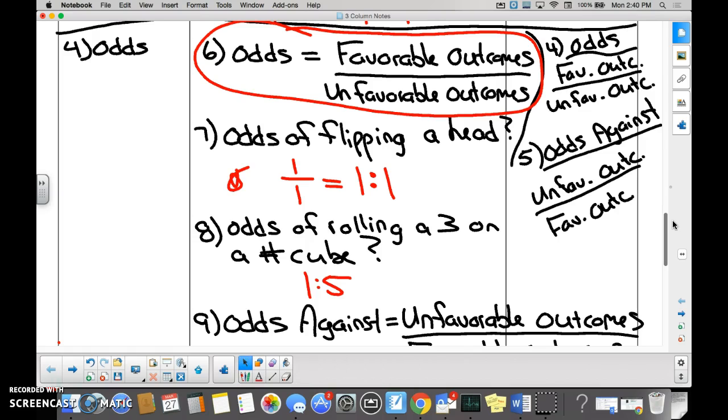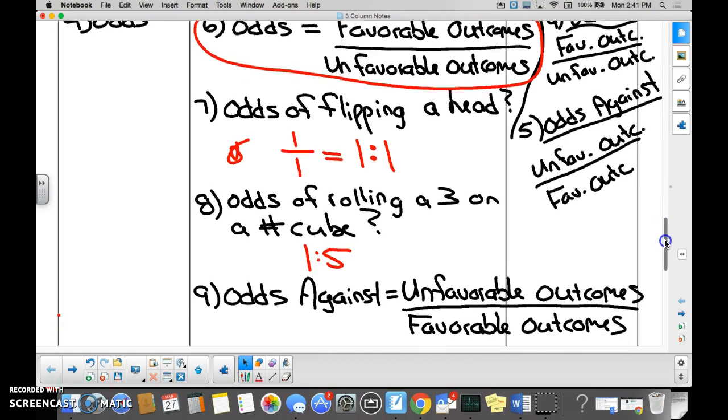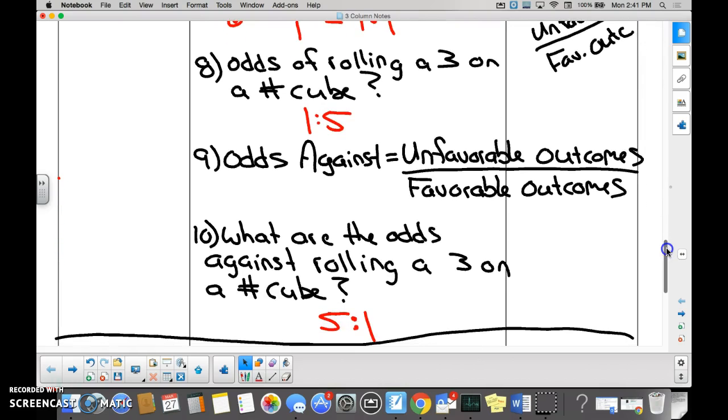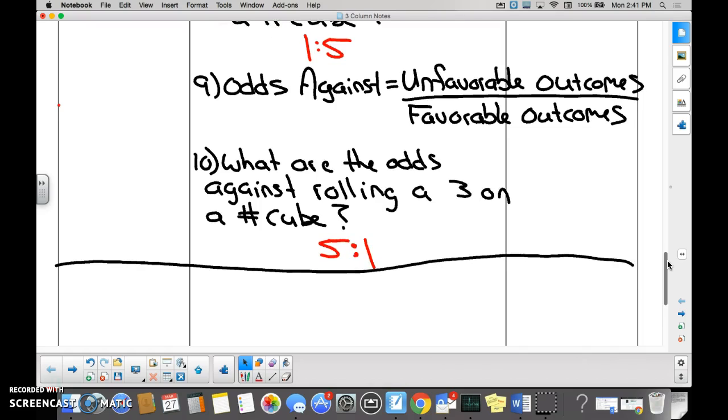And then we did odds against. It's just basically the opposite. Unfavorable over favorable. So what are the odds against rolling a 3 on a number cube? There are 5 unfavorables and there's 1 favorable. So it's just the reverse. Questions?